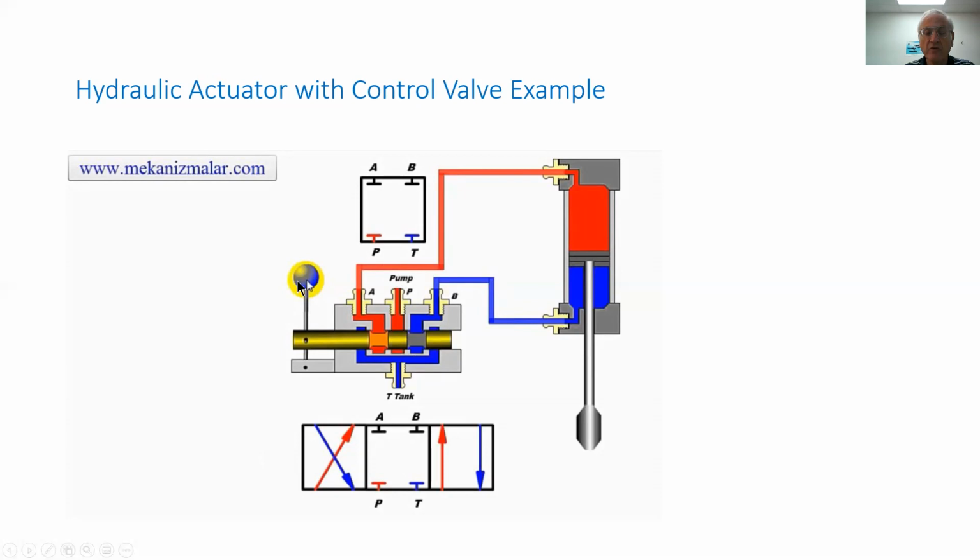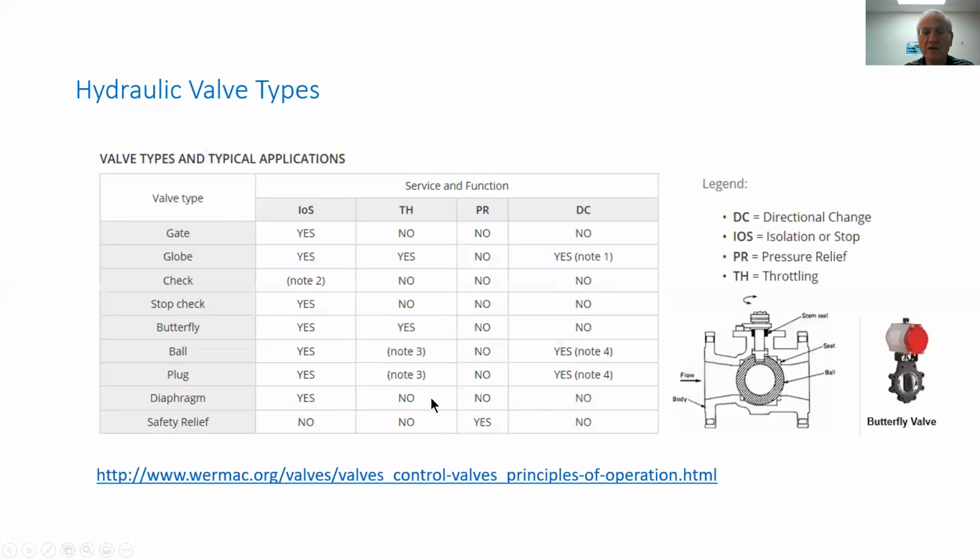And as we move the lever to the right, this port is going to be connecting the pressure into port B, and then the fluid is going to go from the pump to the lower portion of the cylinder and go up, and the upper cylinder is going to evacuate the fluid into the tank.